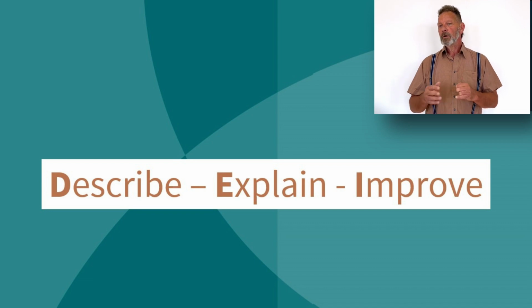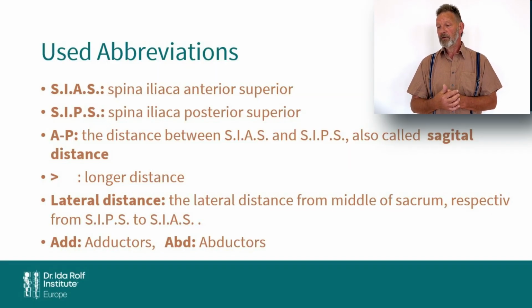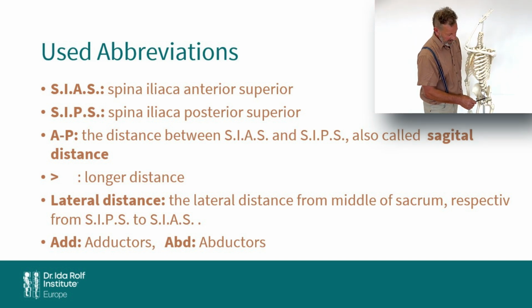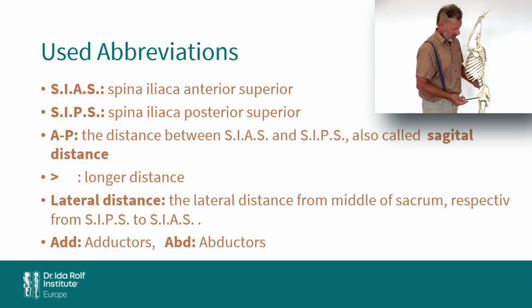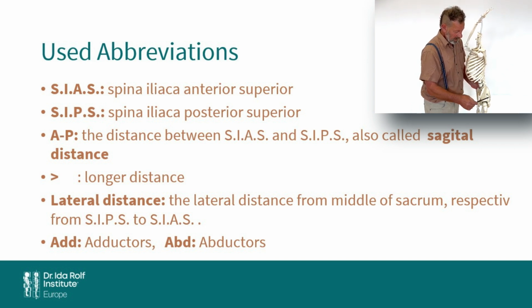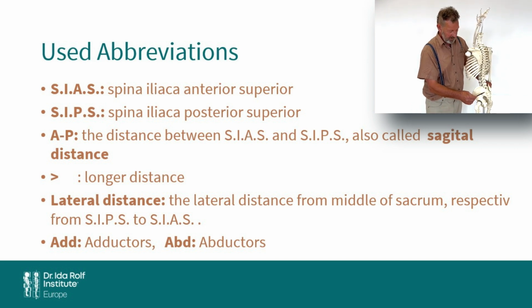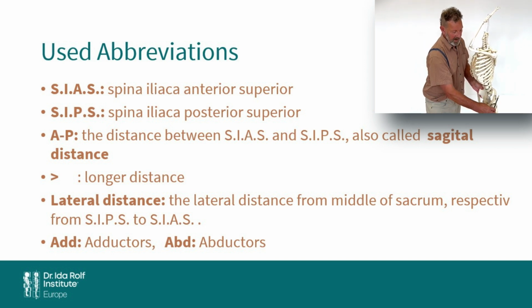So before we go to the slides, these are the words, the shortcuts, the abbreviations I use. Spina iliaca anterior superior, SIAS. SIPS for the spina iliaca posterior superior. The sagittal distance from SIAS to SIPS. The lateral distance from SIPS to SIAS. Adductus and abductus: ADD, adductus, abductus, ABD.